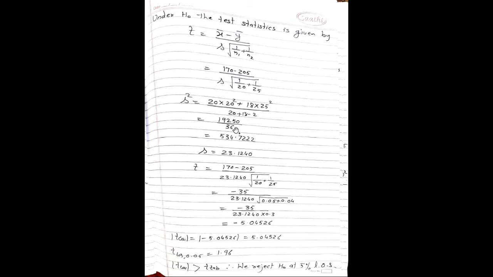19250 divided by 36. So the final answer is 534.7222. So value of S is square root of this value, which is equal to 23.1240. So T can be calculated as 170 minus 205 divided by 23.1240 into under root 1 upon 20 plus 1 upon 25, which is equal to minus 35 upon 23.1240 into square root of 0.05 plus 0.04.